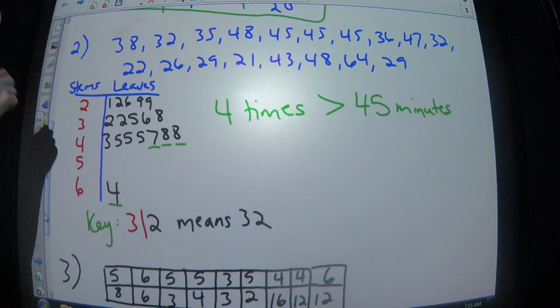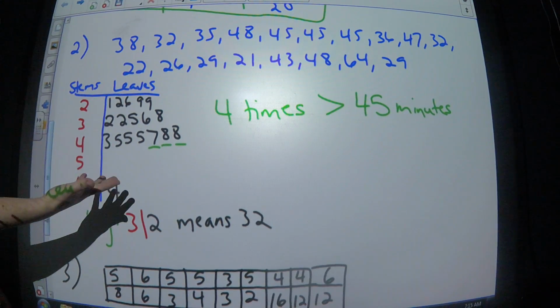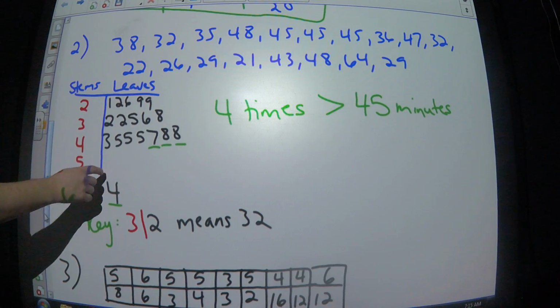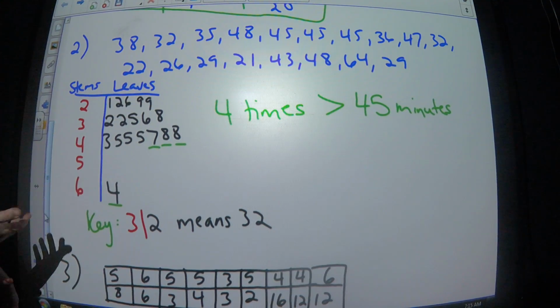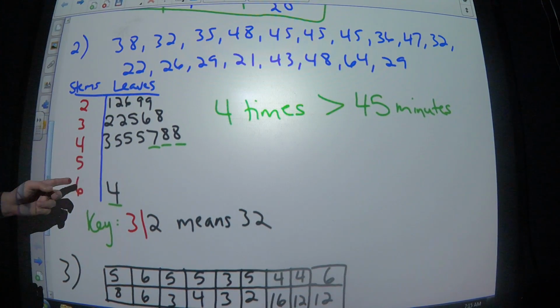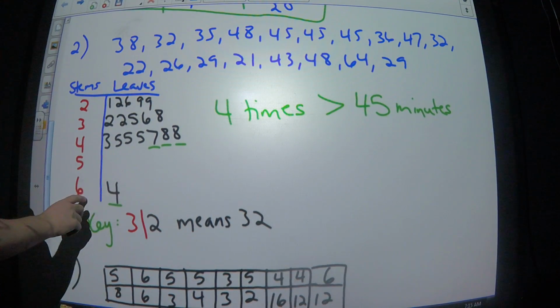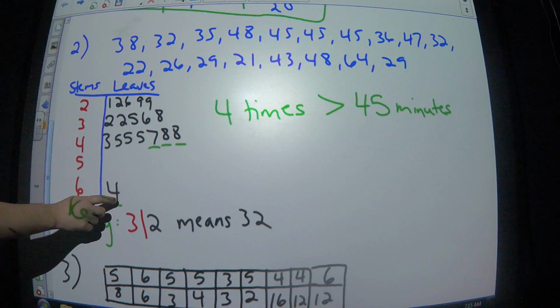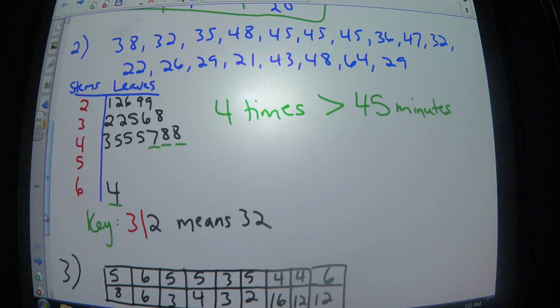Then the same thing for the 40s. 50s, I didn't have anything, so there's nothing there. I don't put a 0 there because that would mean 50, not 0 50s. And then 60s, I only have 1, which was 64.